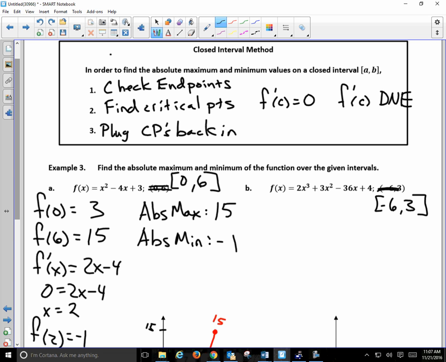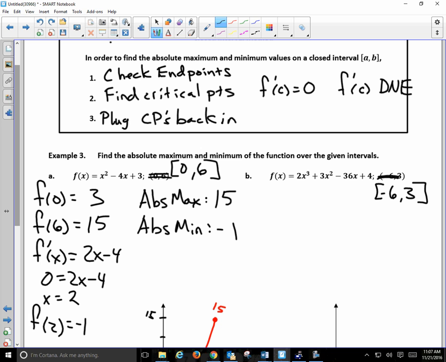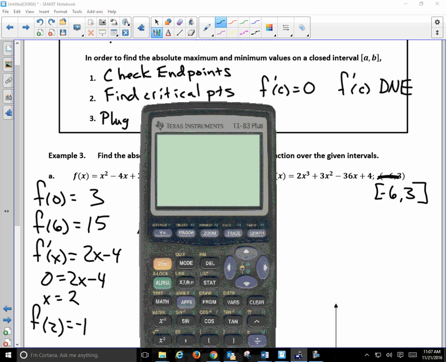So after we find the endpoints, we are then going to find the critical points. That's where you set it equal to 0 and where you then look for where it wouldn't exist. And then you're going to plug those critical points back in. Okay? And then you're going to compare the numbers. So let's try one that uses our calculator.